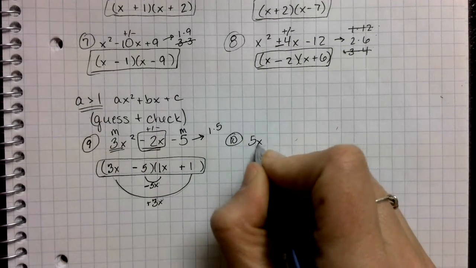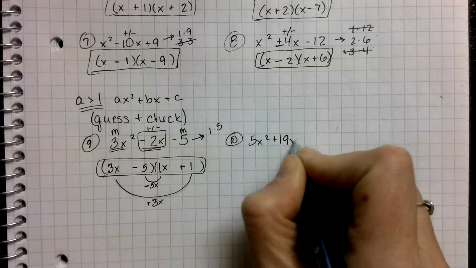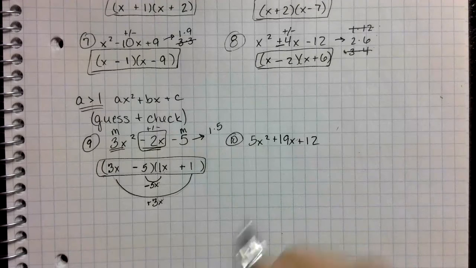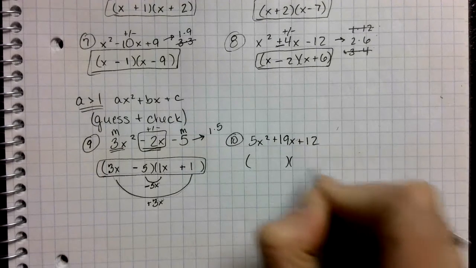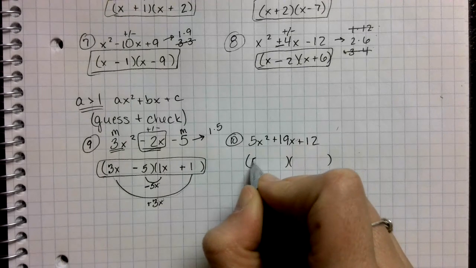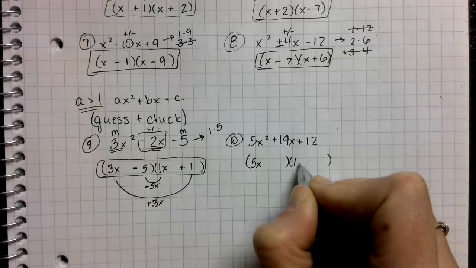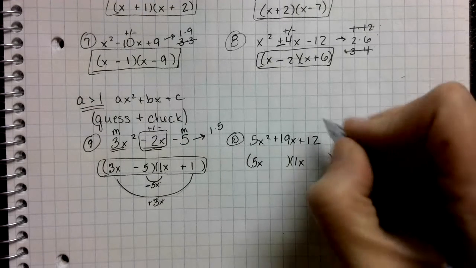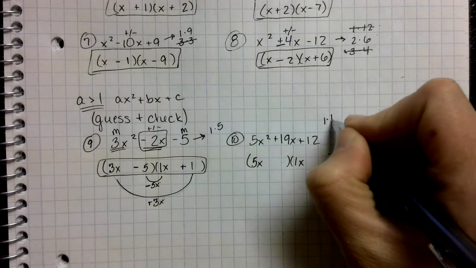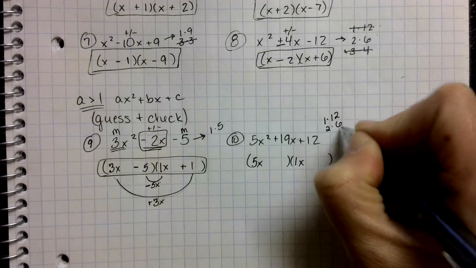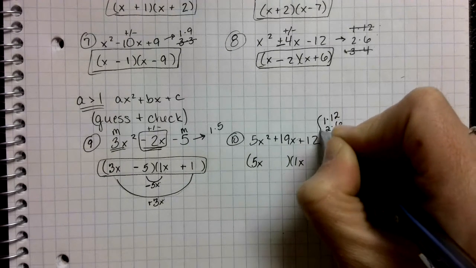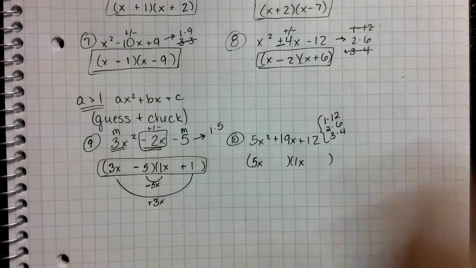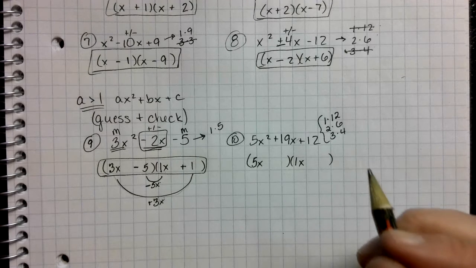Let's try 5x squared plus 19x plus 12. So starting off with 5x squared, that's the easy part because the only thing we can multiply to give us 5 is 1 and 5. So 5x and 1x. Now our factors of 12, like we saw above, we have lots of choices, which is why this guess and check method can be such a pain. So let's start guessing things.